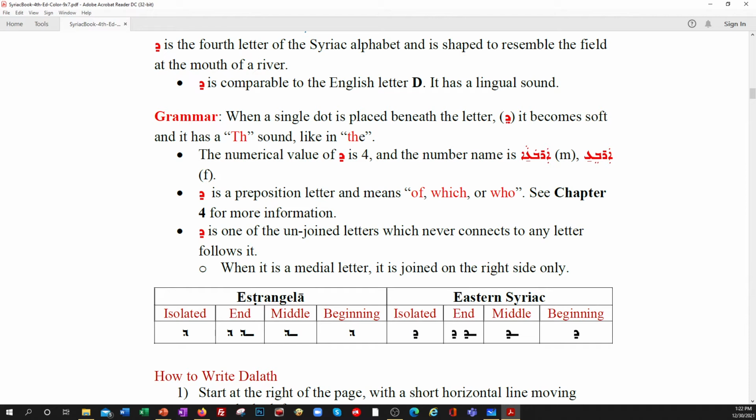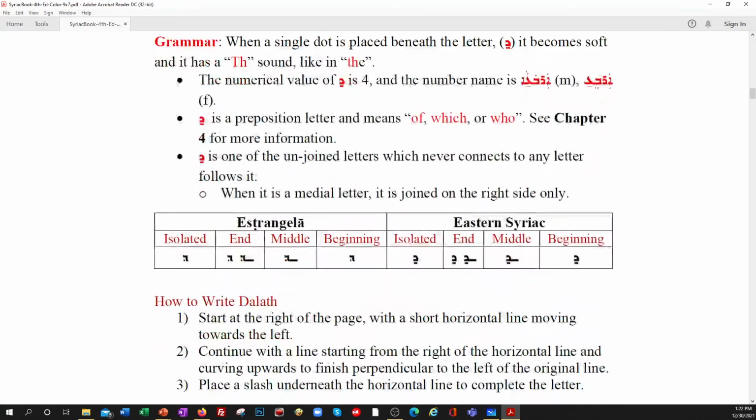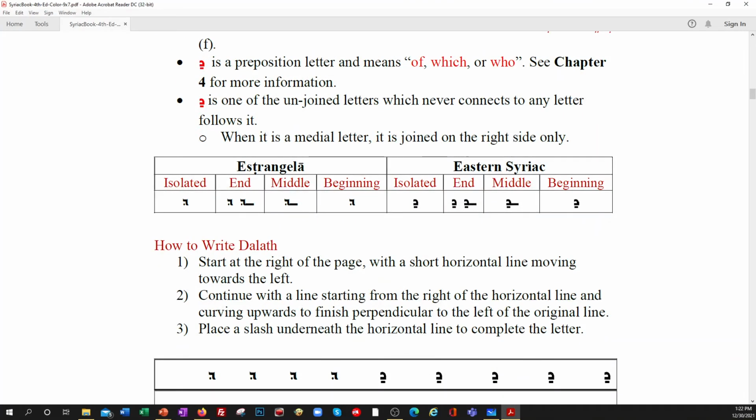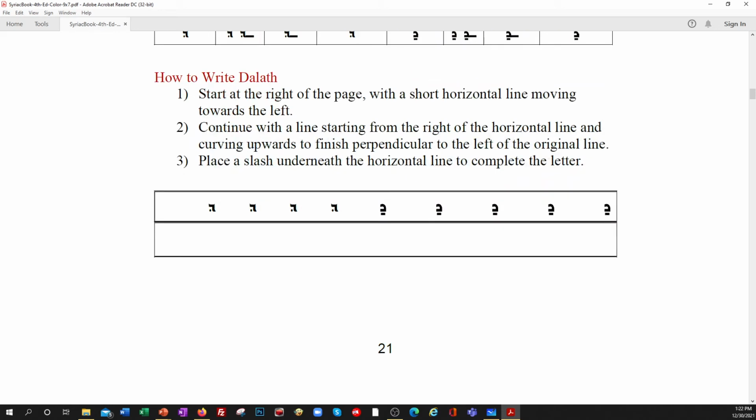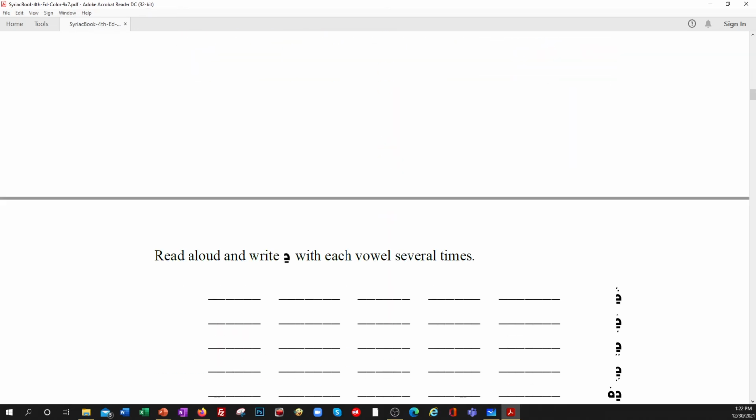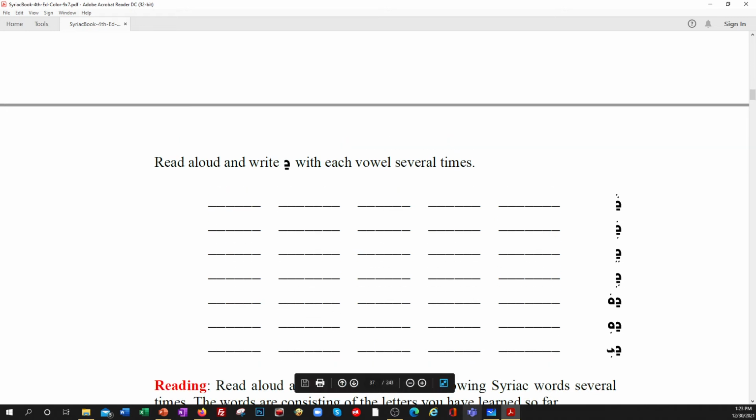Dalath is a preposition. Also like beth, dalath is a preposition letter and means of, which, who. And we're going to study more about this one in chapter 4. By the way, this dalath and beth, the two preposition letters, join the noun at the beginning to make the prepositional meaning, whatever that letter means. Dalath is one of those unjoined letters which never connects to any letter that follows it. Okay, remember we have 8. So this is how it's going to look in a word, and I'm going to show you how we're going to write the dalath, and then we're going to apply the vowels, and then come back and study the words we have for dalath.